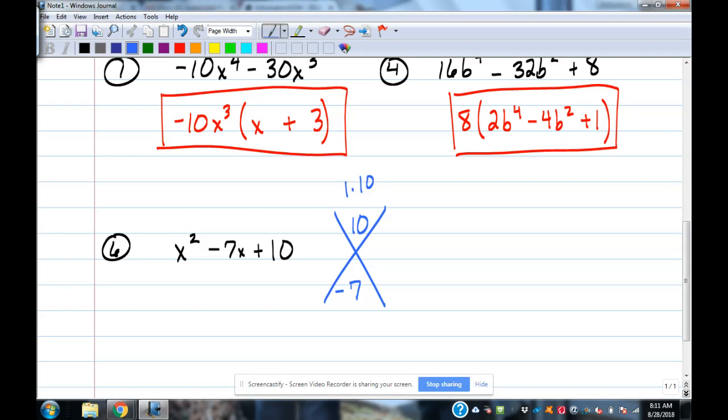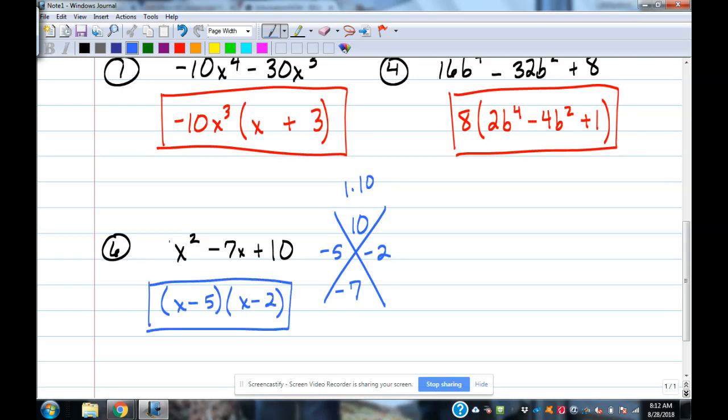Now, here's what we're looking for. We're looking for numbers that multiply to be positive 10 and add to be negative 7. Multiply to be the number up top, add to be the number in the bottom. Negative 5, negative 2. Doesn't matter what order I put those in there. Now here's the beautiful thing, because there's a 1 in front of x squared, I can take a shortcut. Y'all remember this from Algebra 1? That you could go straight to x minus 5 and x minus 2.